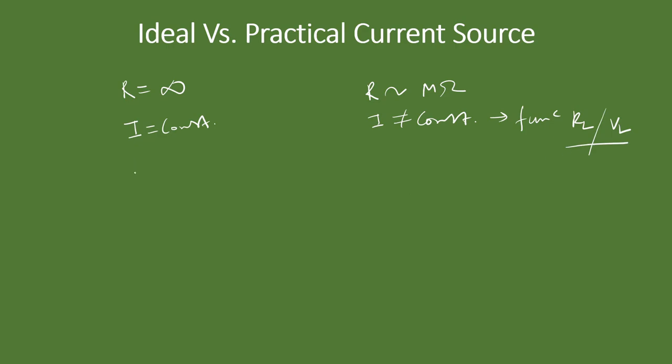In case of an ideal current source, the output current, that is the supply current by the current source, is not dependent on output voltage, right? That doesn't depend on how many loads you are putting or how much voltage you are drawing. It always gives a fixed amount of current. But in case of a practical current source, the output current always depends on these factors.